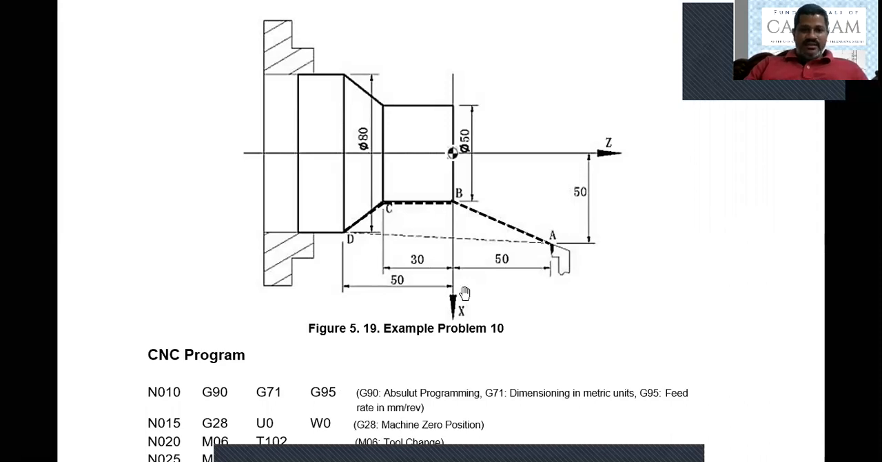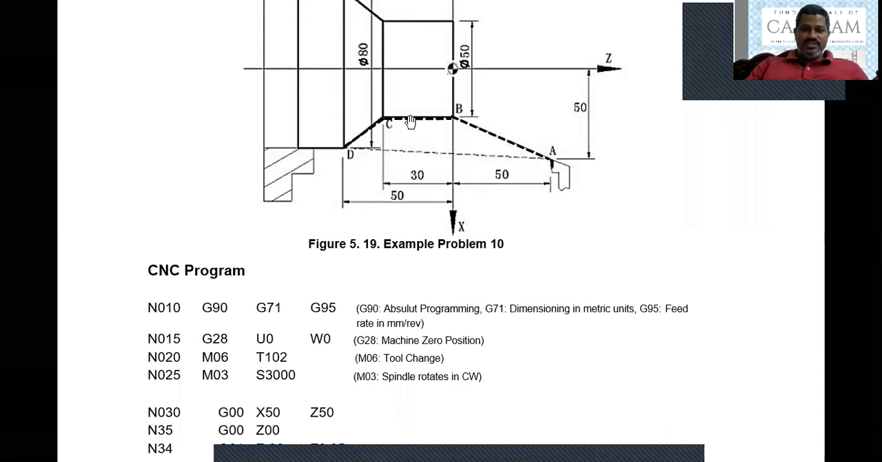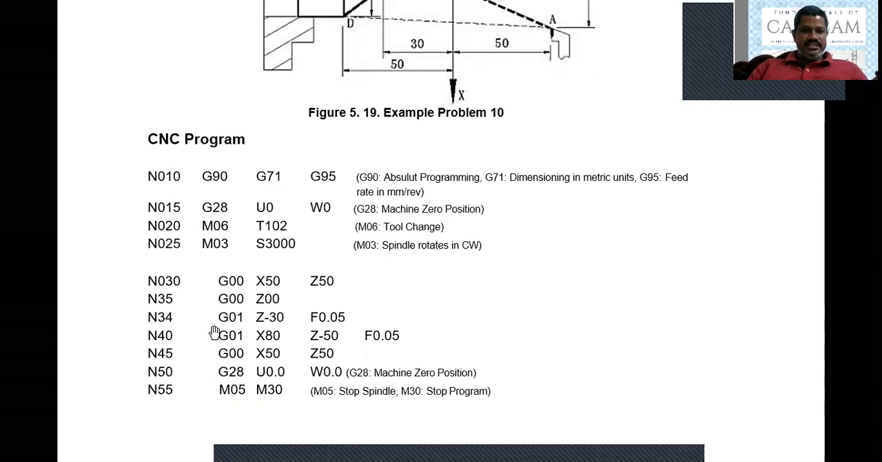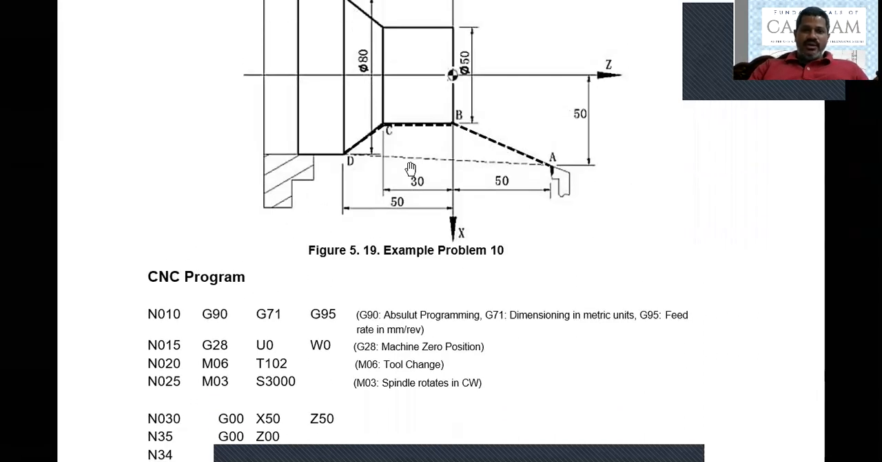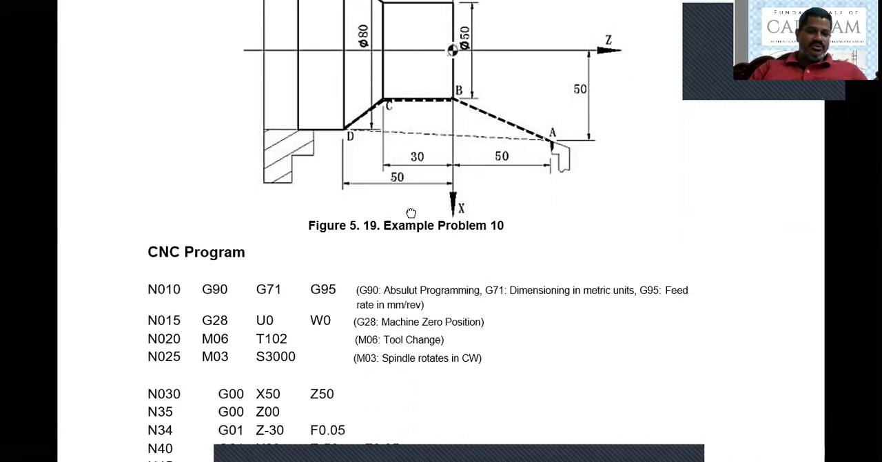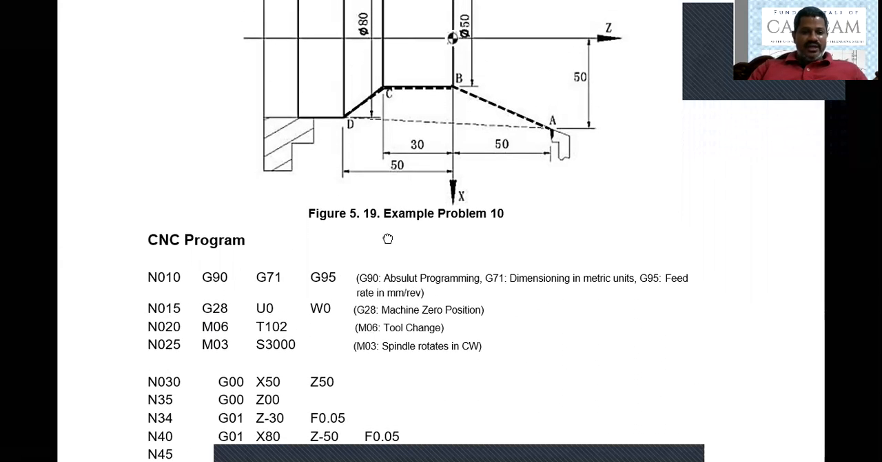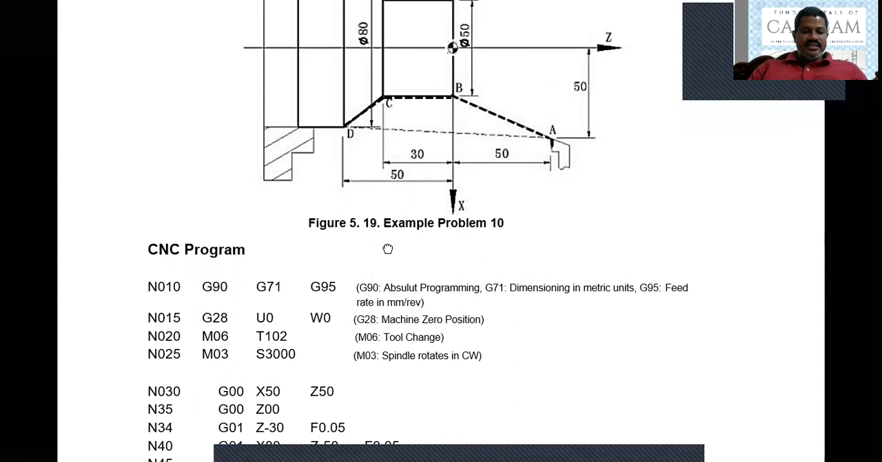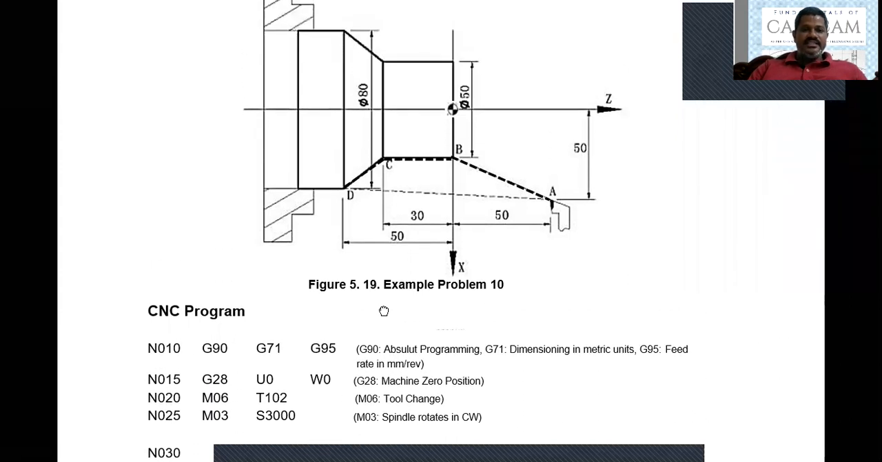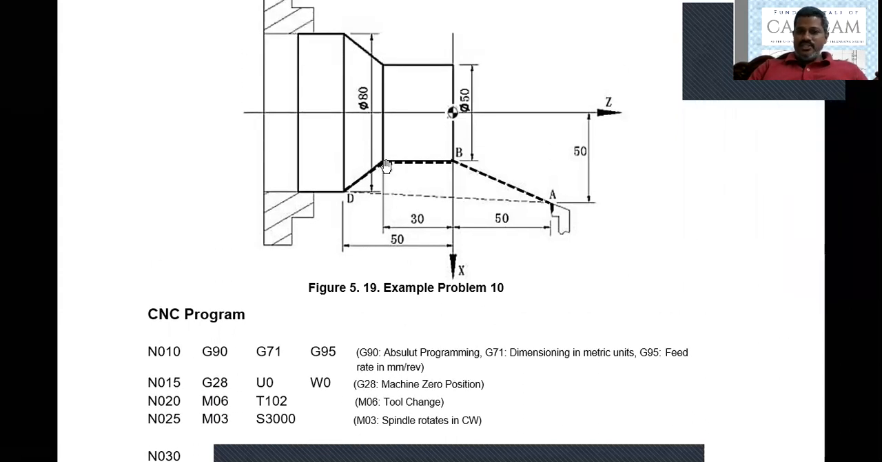Okay. Then let me move the tool from C to D. As you can see, C to D. Now exactly we are at this location. What are the coordinates? After moving the tool, exactly now we are at Z minus 30, X is 50. This is our origin. Z is minus 30, X is 50 here.